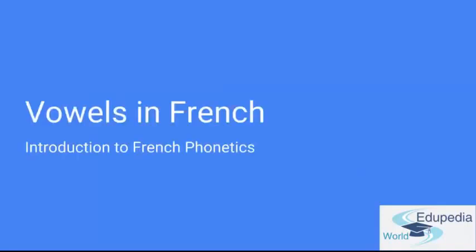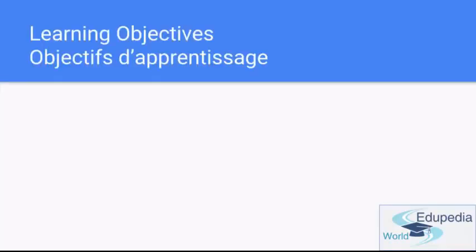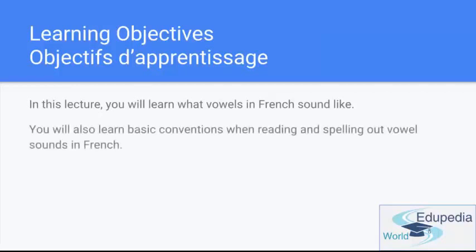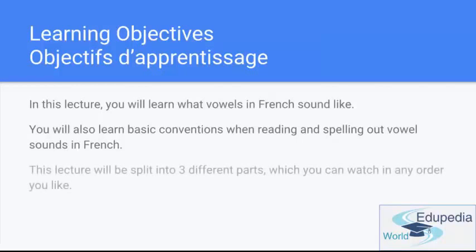In this lecture, we're going to talk about vowels in French. This is still part of our Introduction to French Phonetics. Learning objectives, or as we call them in French, objectifs d'apprentissage. In this lecture, you will learn what vowels in French sound like. You will also learn basic conventions when reading and spelling out vowel sounds in French. This lecture will be split into 3 different parts, which you can watch in any order you like.